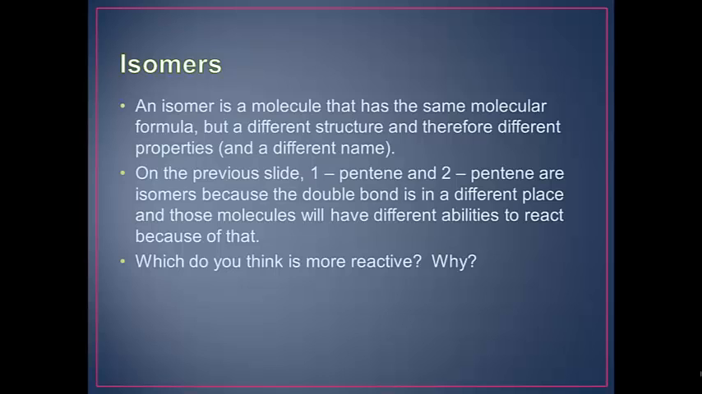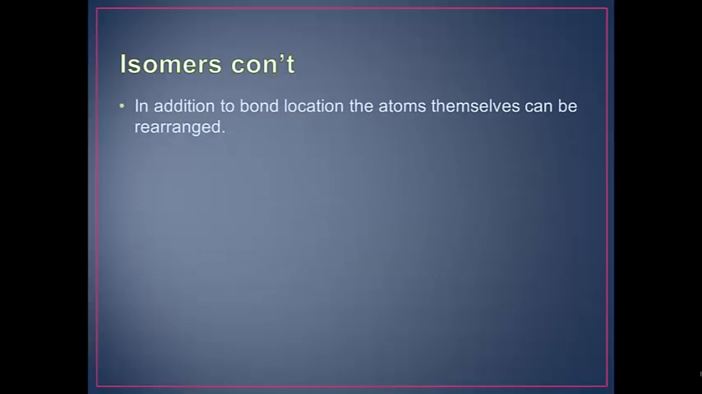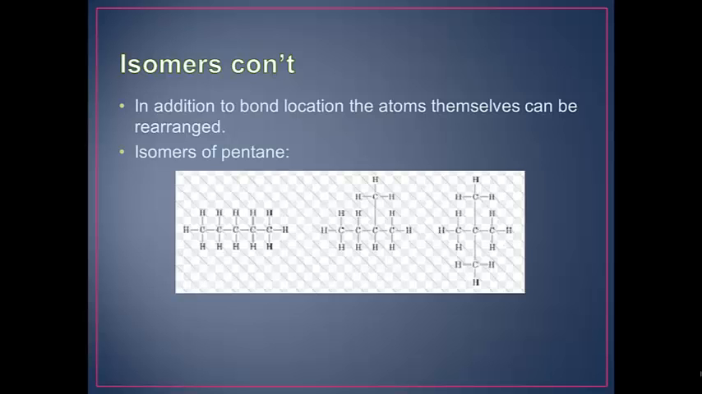It should be 1-pentene because that double bond is simply easier to get to, being that it's at the end of a molecule and it's less restricted by the hydrogens that are present as well. So the reactivity will vary based on where the double bond or triple bond is. In addition to the bond location, the atoms themselves can be rearranged. So for example, pentane, which has 5 carbons linked by single bonds, can be rearranged in the following ways.